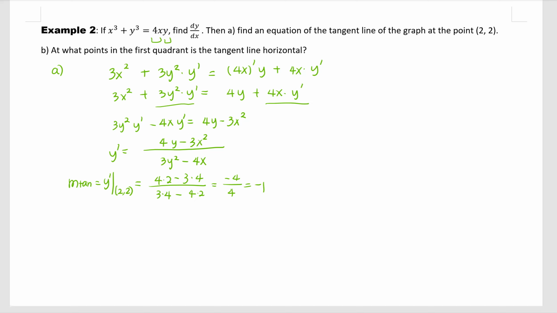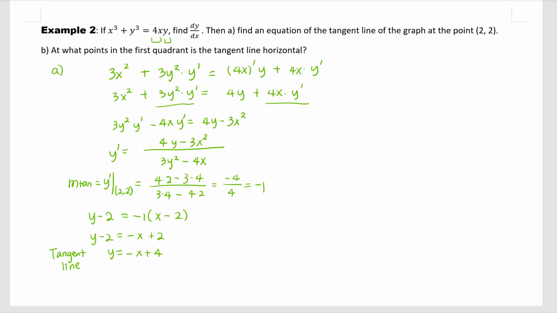So far, so good, everybody? So we know the slope, we know the point, we're ready to write down the line equation. So y minus the y coordinate of the point, which is 2, equals the slope times x minus the x coordinate of the point, also 2. So we have minus x plus 2. So y equals minus x plus 4. This is the tangent line.